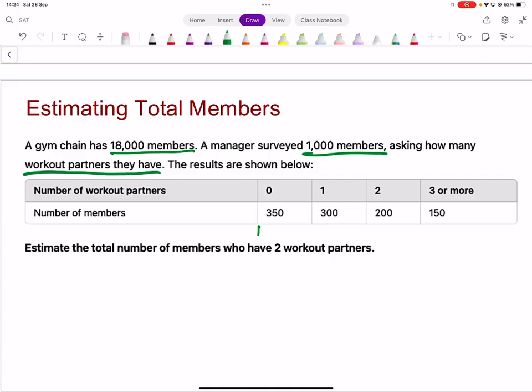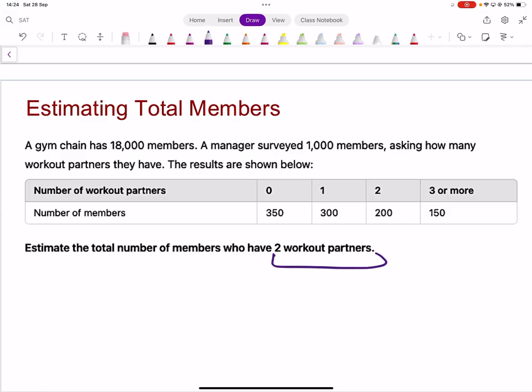Now, this is what the survey results are. Number of members 350, workout partners 0. So there are 350 out of those 1,000 people who have no workout partners. And then 300 of them have one workout partner, 200 have two partners, and 150 have 3 or more partners. This is the result of the survey that we did. Now, what's the total number of members that we can estimate that have 2 workout partners?